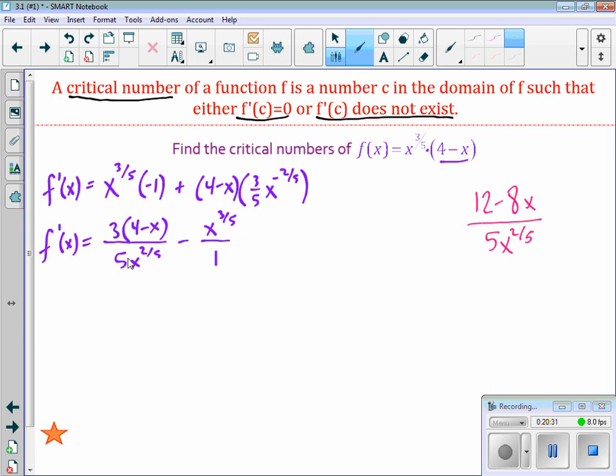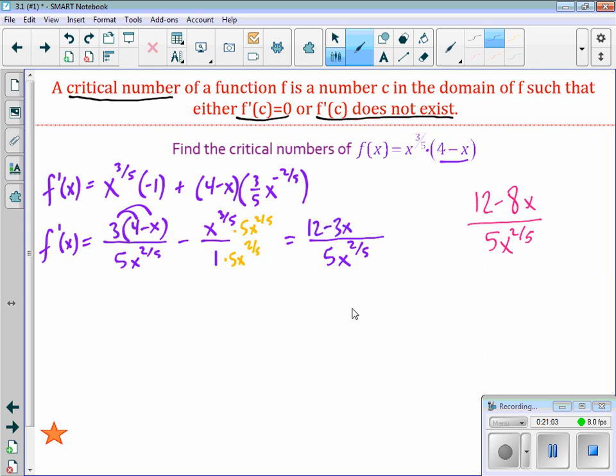So the common denominator is 5x to the 2/5. So this one I need to multiply by 5x to the 2/5. So you do that on top and bottom. This one you don't have to multiply by anything. So my common denominator, when you're adding or subtracting, you'll leave the denominator. And then you add or subtract your numerator. So this I'm going to distribute out in this step. So I've got 12 minus 3x.